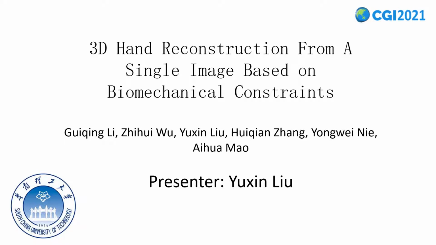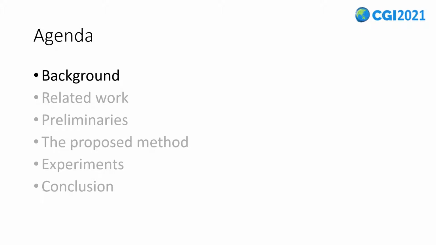Today I will present a paper named 3D Hand Reconstruction from a Single Image based on Biomechanical Constraints. The authors are 龟清力、智慧屋、玉兴六、灰千章、用微涅 and 爱花茂. I will introduce the paper in the following 6 parts including background, related works, preliminaries, the proposed method, experiments, and conclusion. The first part is background.